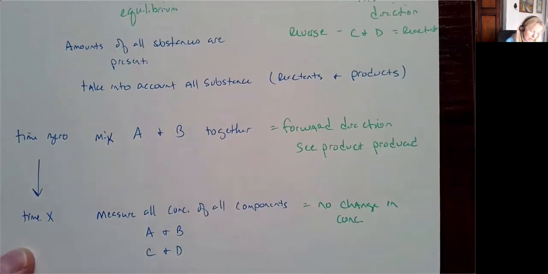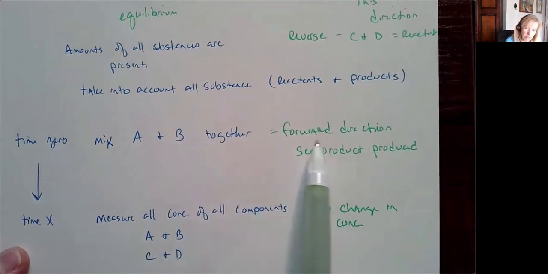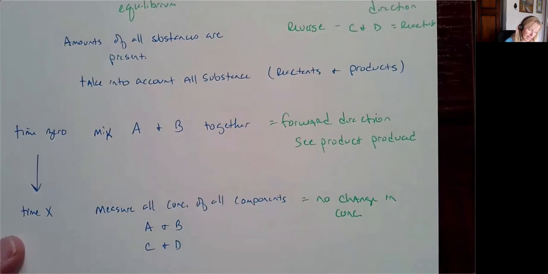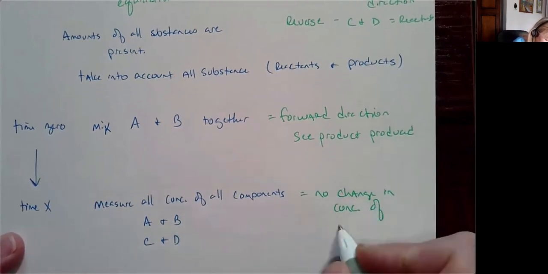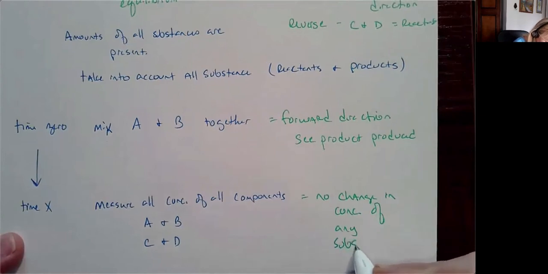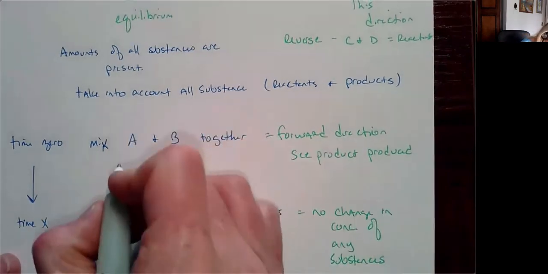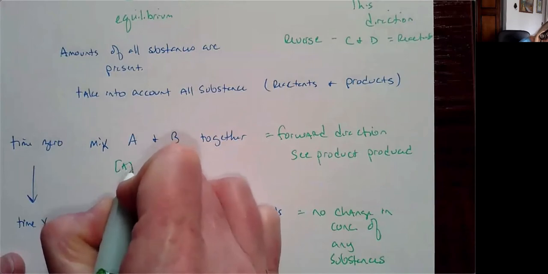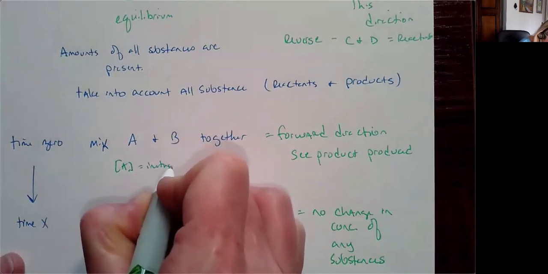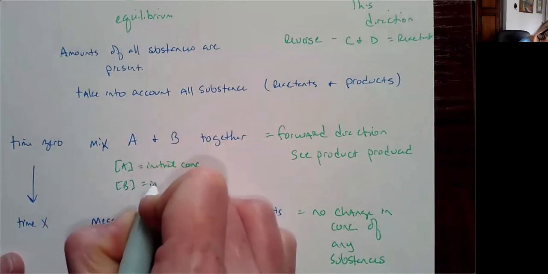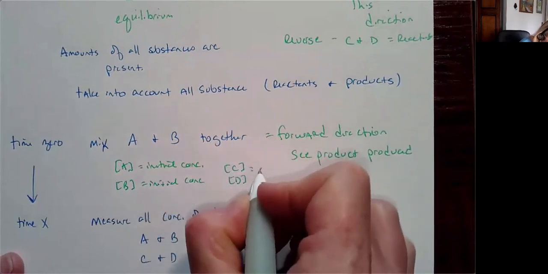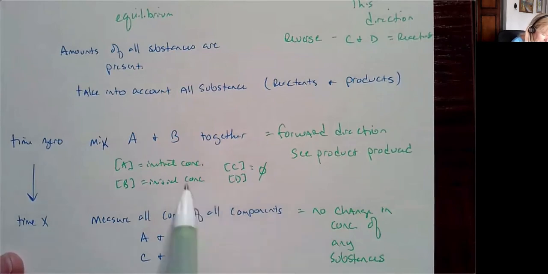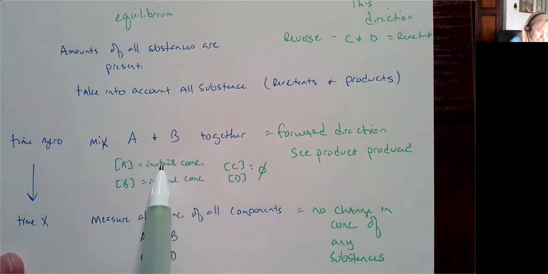At that point, that means that I'm not favoring the forward direction, and I'm also not favoring the reverse direction. And it looks like at this point, when there's no change in concentration of any of the substances, that the reaction has stopped. If I were to measure my concentrations of A and B, A would have whatever my initial concentration is, B would have my initial concentration, and C and D would have zero concentration, right? Because I'm just mixing these together.